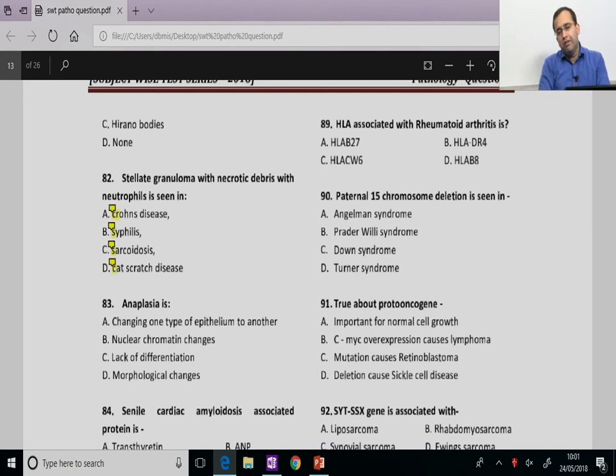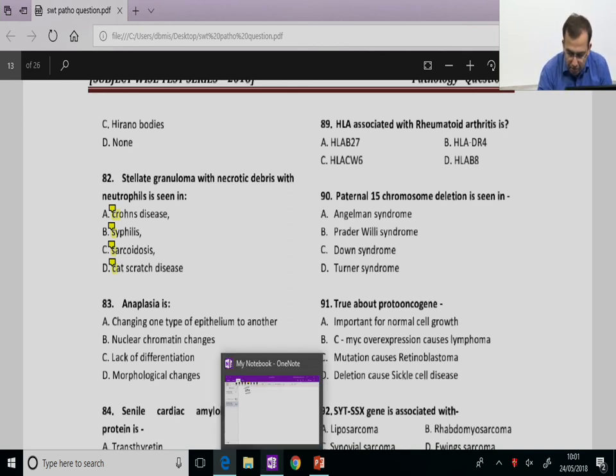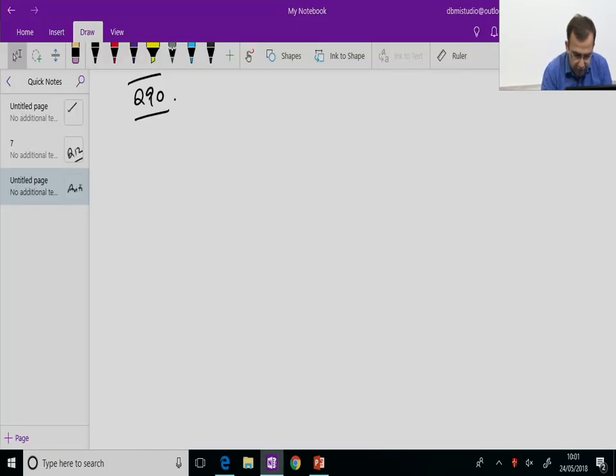Genomic imprinting. We have already seen this in detail yesterday with all the clinical features. Remember, paternal imprinting is Angelman, maternal imprinting is Prader-Willi. Paternal deletion is Prader-Willi. Firstly, let us see the answer. It is option B, Prader-Willi syndrome.